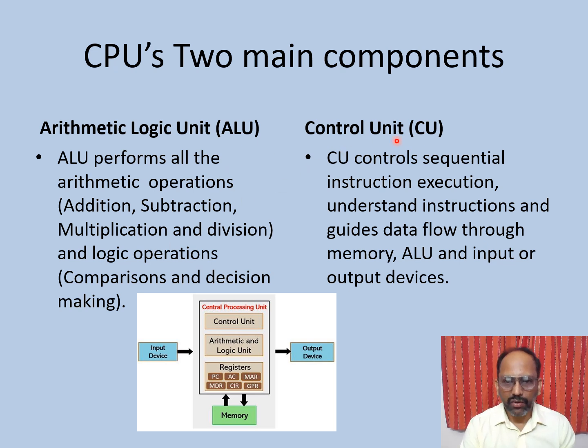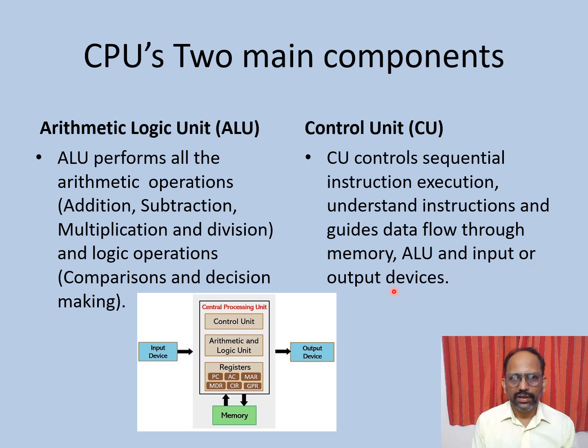Then we have the control unit. The control unit is said to be the nervous system of the computer. In the human body, what is the function of the nervous system? It carries all the control signals. Similarly, in the CPU, the control unit controls sequential instruction execution, understands the instructions and guides the data flow through memory, ALU and input or output devices. Basically, your control unit supervises all the activities that take place in the CPU.